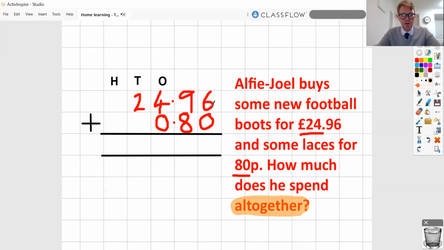And now we can solve it. So 6 plus 0, that's 6. 9 plus 8, that's 17. I'm not going to make the same mistake I did last time. I'm going to make sure that decimal point's there. I've got 4 plus 0 plus 1, that's 5. And I've got 2 plus nothing, or it could be 2 plus 0 if I'd filled that in. That's 2 either way. So £25.76 is what Alfie Joel has spent on his football boots and laces.